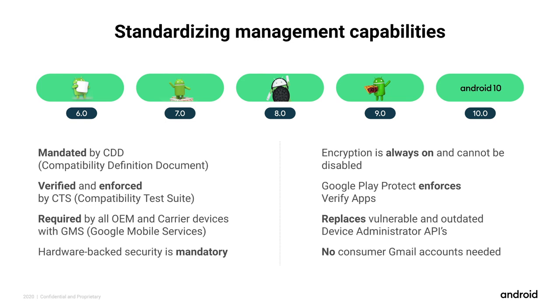Now, the way we've standardized management capabilities across the ecosystem is with something called the CDD, or the Compatibility Definition Document. This is a set of rules and requirements that all OEMs and carriers must build their devices to pass the CTS, which is the Compatibility Test Suite. So again, an OEM and a carrier must use this CDD to build their specific versions of Android such that it will pass the CTS test.